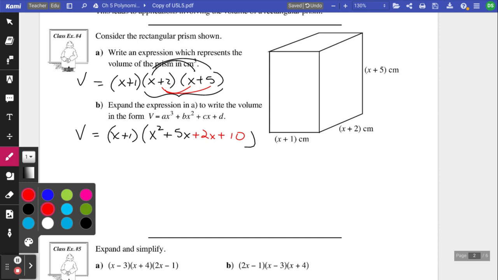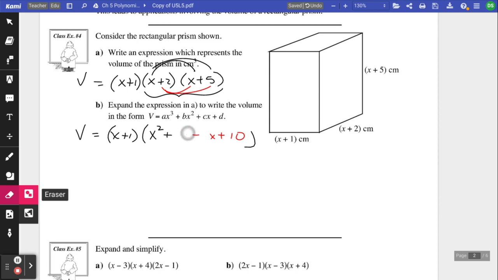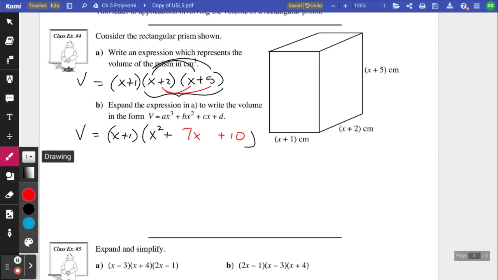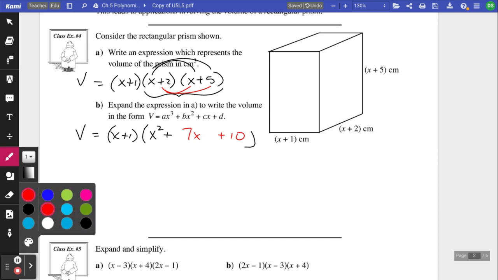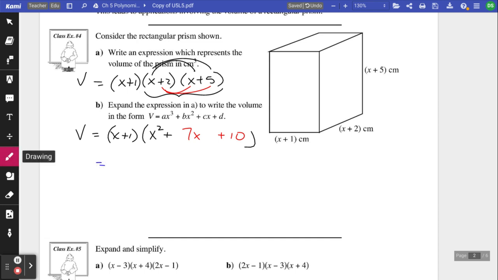Do you want to make that a 7? Okay, let's do that. So I'm just going to put 7x. 2x and 5x, 7x, right? Just helps a little bit in this step. So now we multiply. X times everything. X cubed plus 7x squared plus 10x.